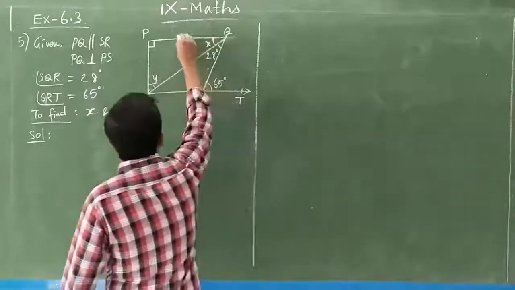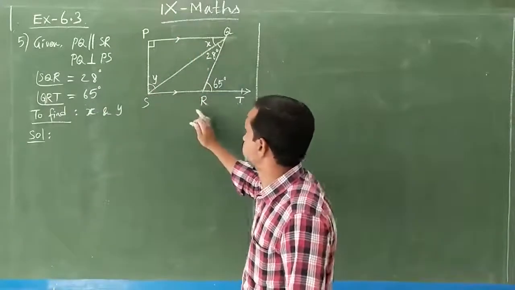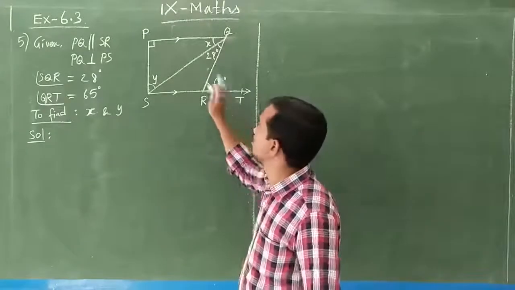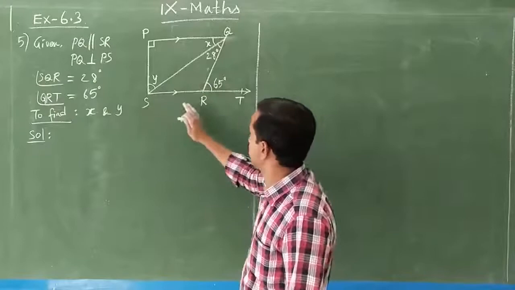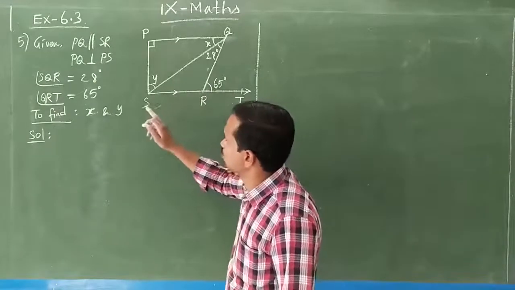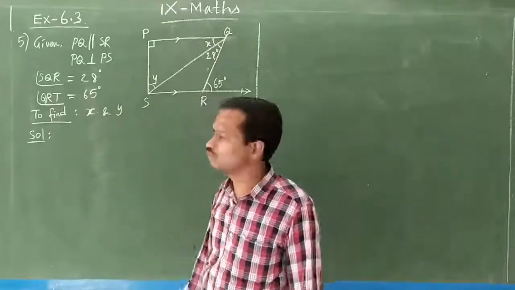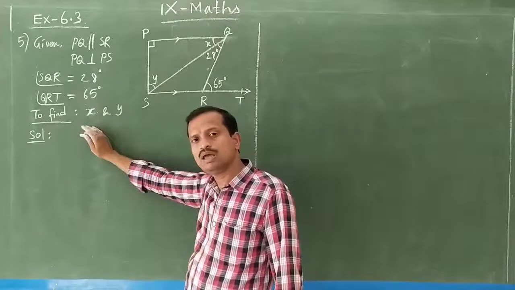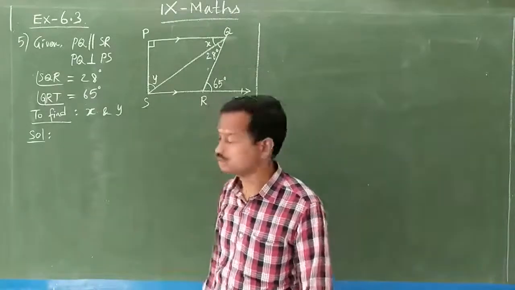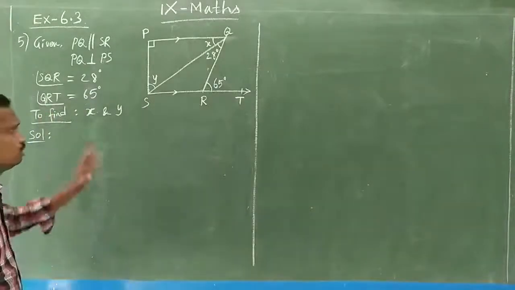So these two are parallel. We can mark like this. And this side, that means this line SR is produced up to T. So ST. Okay. So PQ parallel to SR, and then the same way it is produced. Now angle SQR 28 degree is given and angle QRT 65 degree is given, and they are asked to find X and Y. So you see how to find it. So now look at the figure.